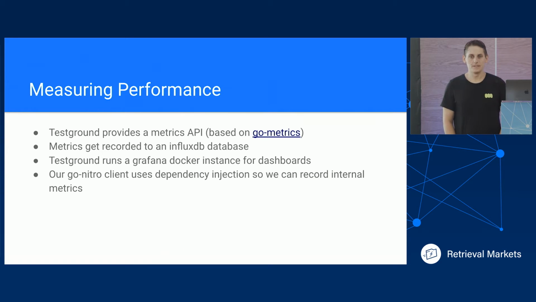So measuring performance, how do we do that with Testground? Well, Testground provides a metrics API. It's based on Go metrics. Any of the metrics you record get recorded to a database that Testground is responsible for spinning up. It also spins up a Grafana Docker instance. This just lets you easily create dashboards against it. And we use dependency injection so the Go Nitro client itself can record metrics.